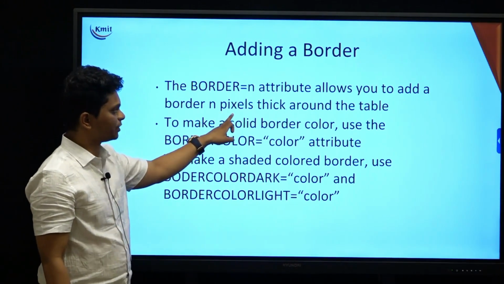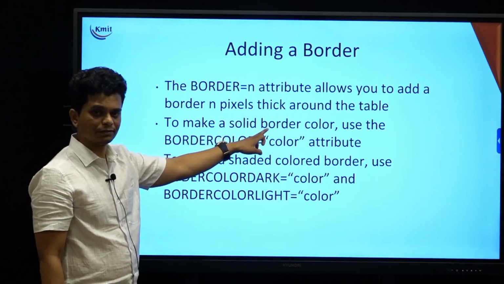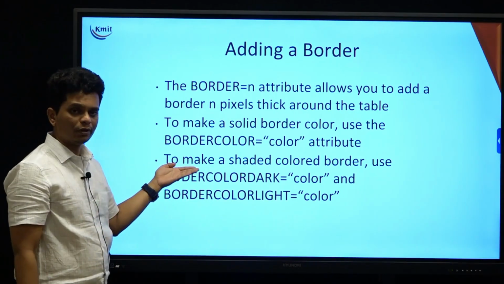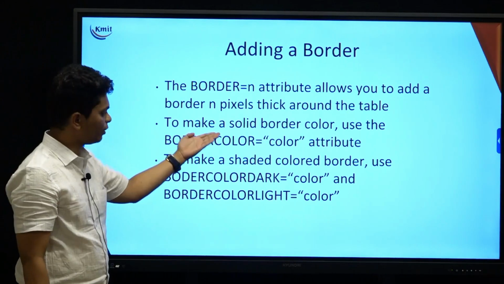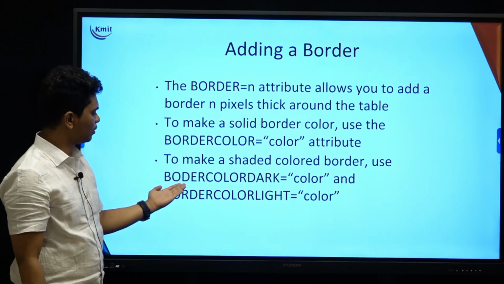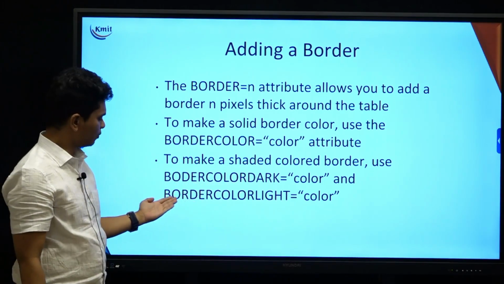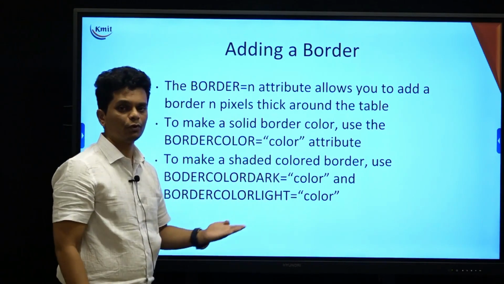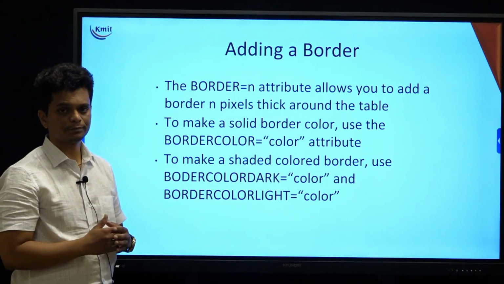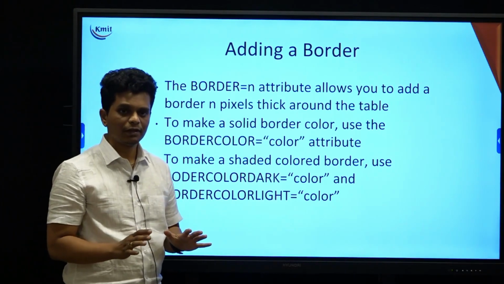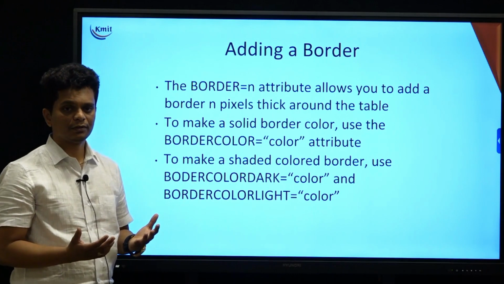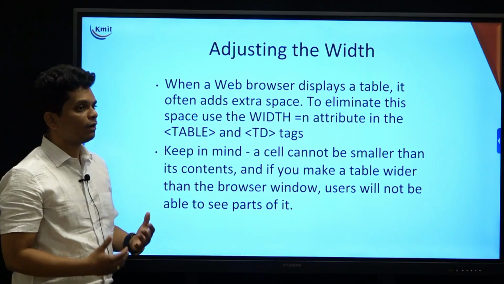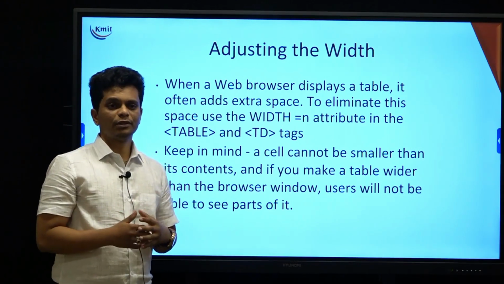N stands for pixels for thickness. Then, to make a solid border or a shaded border, we have attributes like border color, border color dark or border color light, and we have to mention the color in which we want the border to be. It's very simple. You can actually play with it. So we are done with the borders.